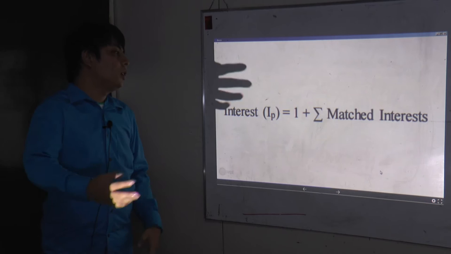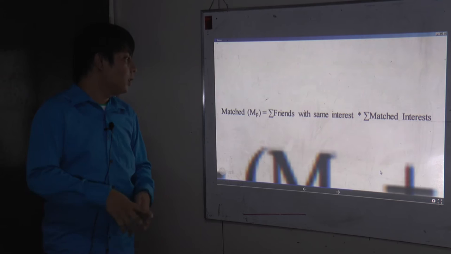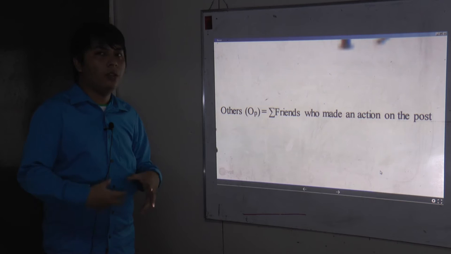Then match, for the match interest, summation of friends with the same interest multiplied by summation of match interest. So others: friends who made an action on the post. If a friend of yours likes the same post or commented on the same post, it will always give a boost on the overall rank of the post.